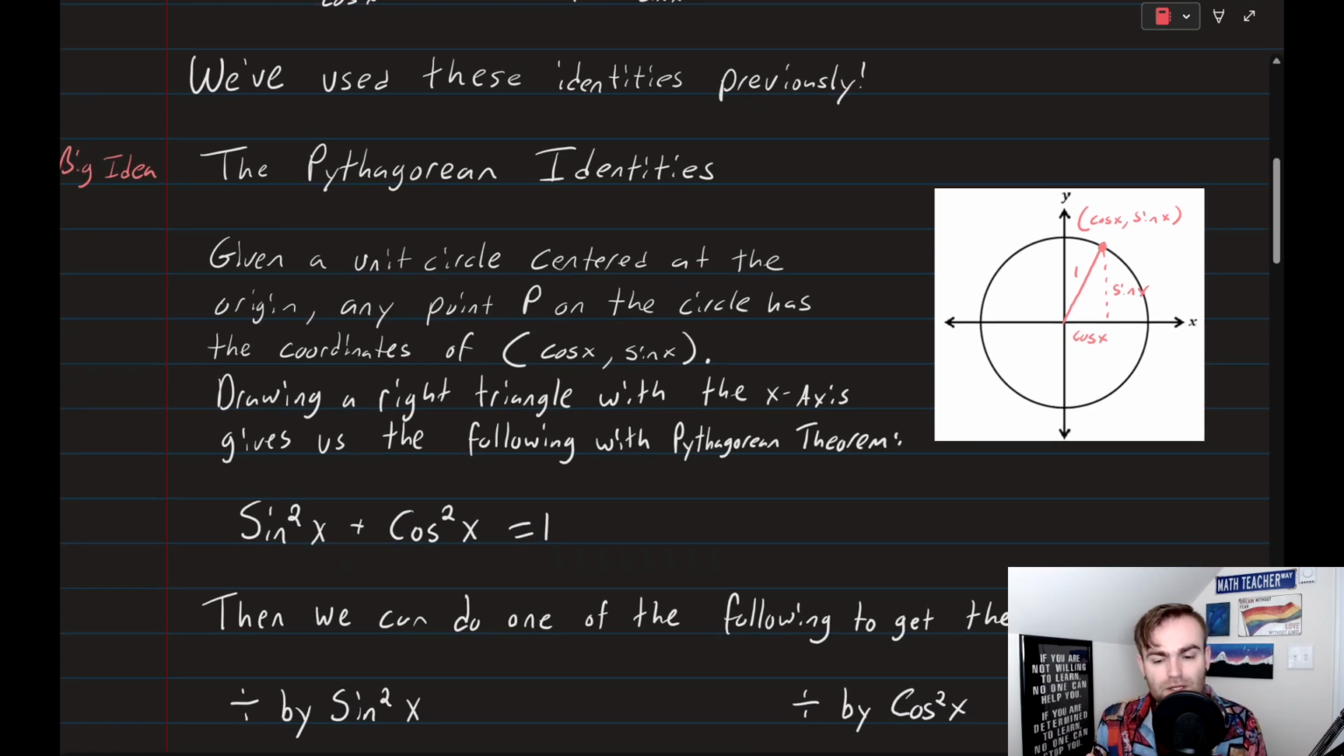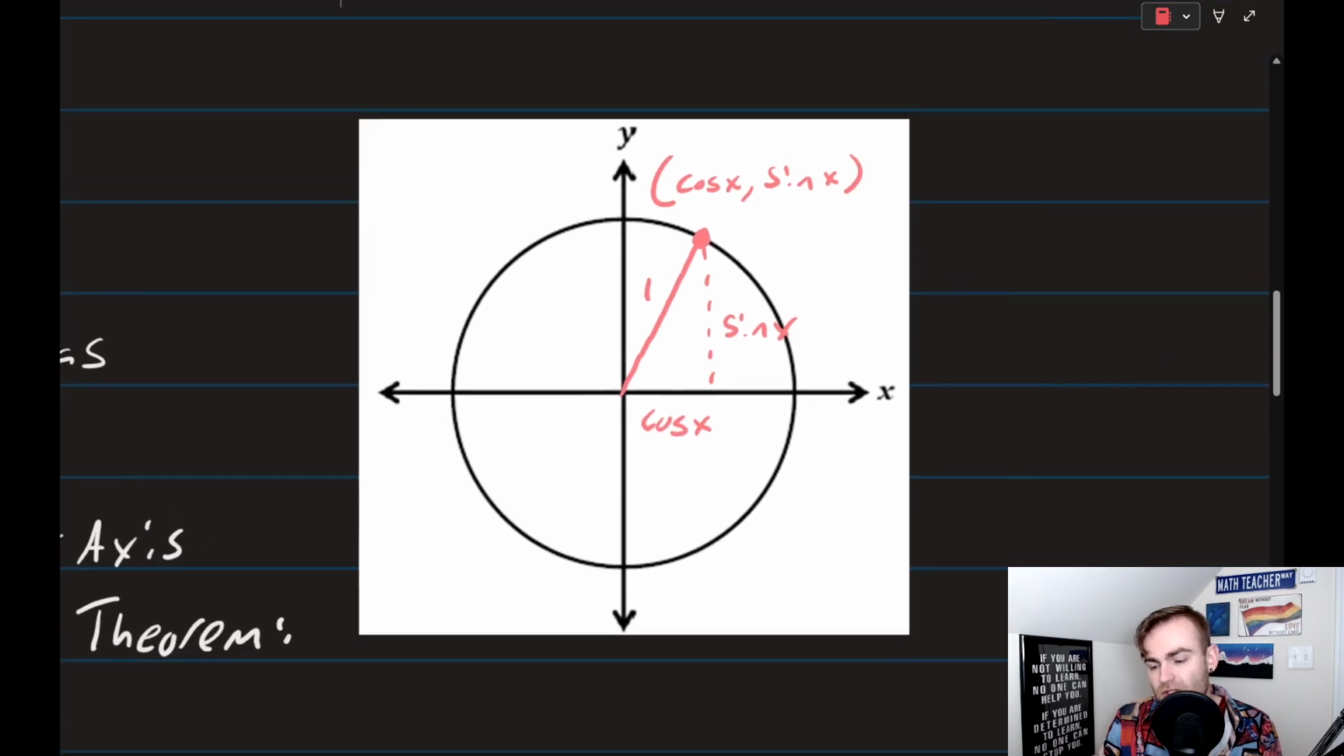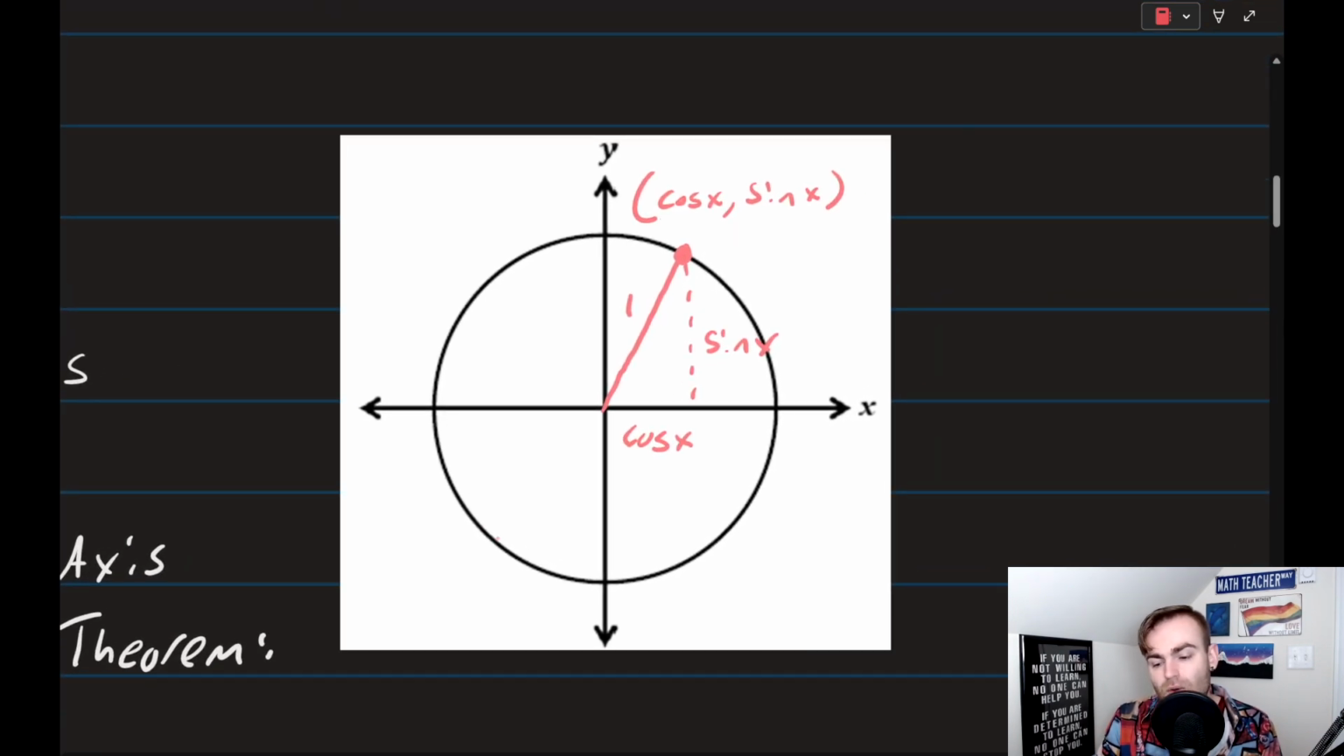The new one we're going to talk about is the Pythagorean identities. The Pythagorean theorem, you probably have it tattooed on your brain: a squared plus b squared equals c squared, right? The sum of the two legs squared equals the hypotenuse squared. We're dealing with the unit circle. If I zoom in on this unit circle, any point on the unit circle, we can create a right triangle with the x-axis.